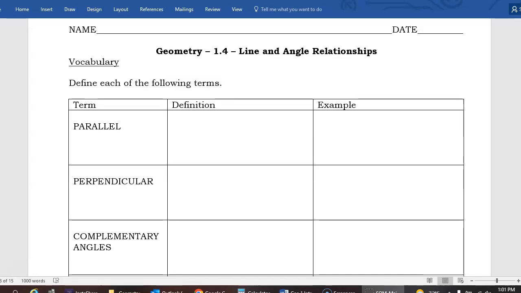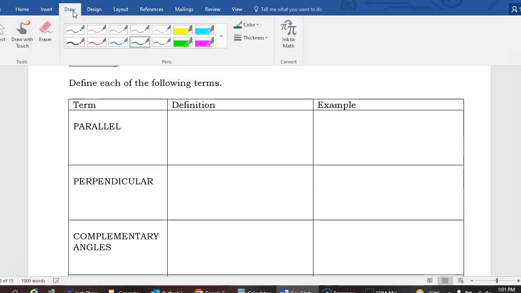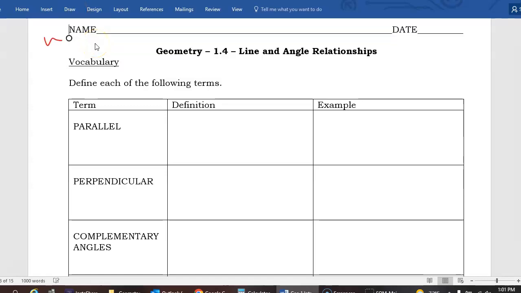This is Geometry Lesson 1.4 and angle relationships. So to continue with a bajillion definitions, first we have parallel. Parallel lines are lines that do not intersect.